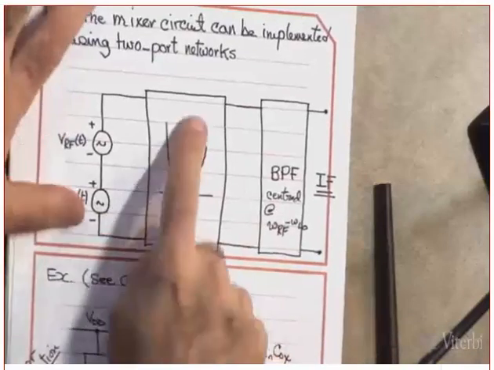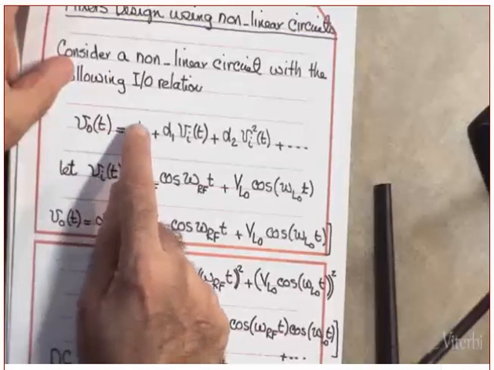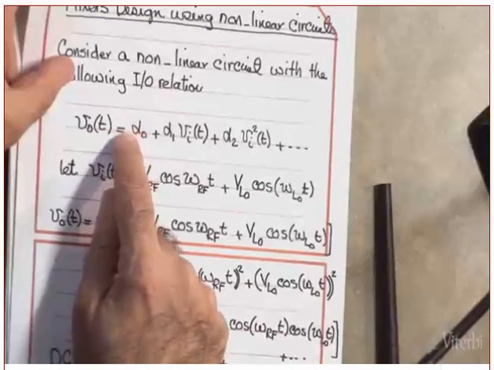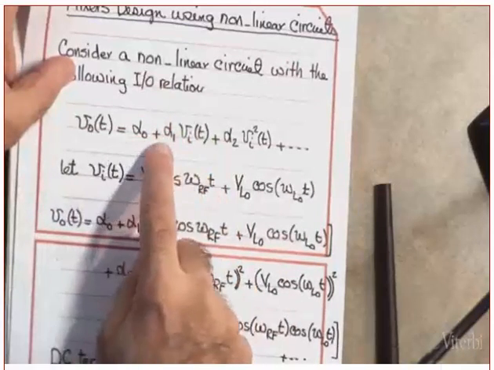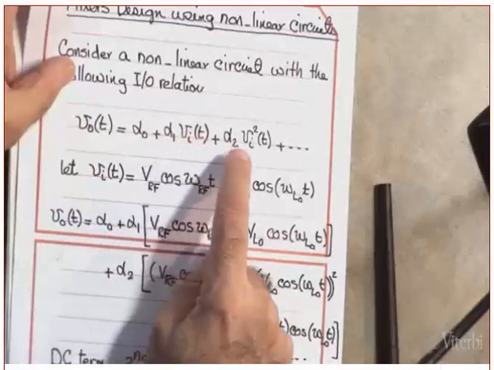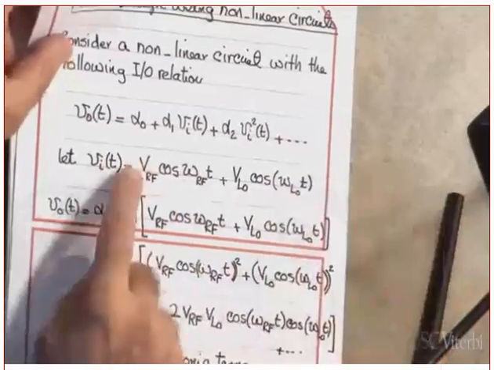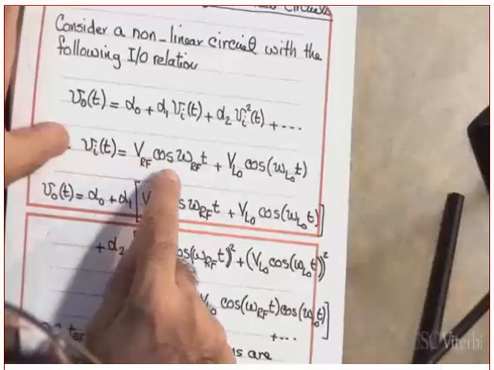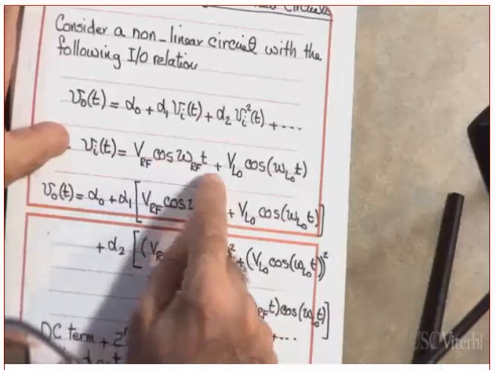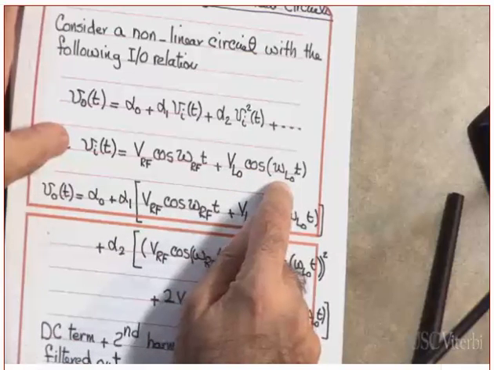Okay. What is the characteristic of this nonlinear device? We already know from earlier in the semester: V0(t) equals alpha 0. Maybe at the beginning of the semester I called it A sub 0. Doesn't matter, just a constant. Alpha 0 plus alpha 1 Vn(t) plus alpha 2 Vn squared(t) plus and so on. Yes? Okay. What is Vn(t)? Vn(t) equals VRF cosine omega RF t plus VLO cosine omega LO t. Yes?